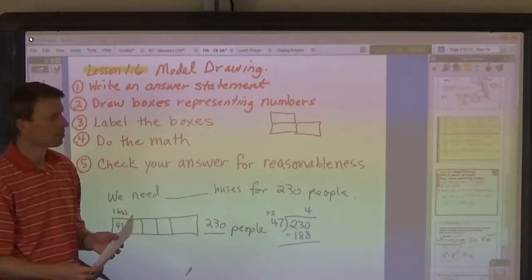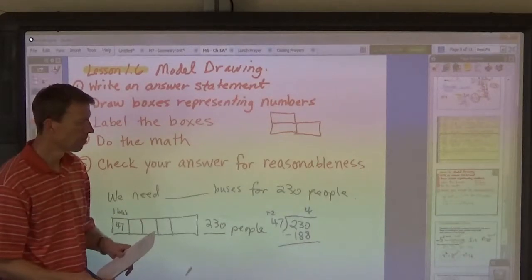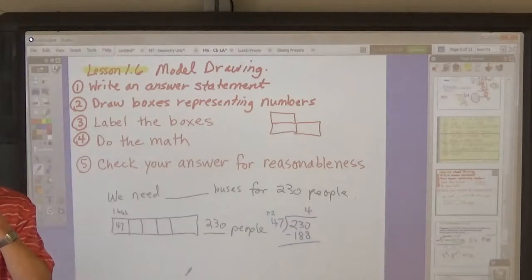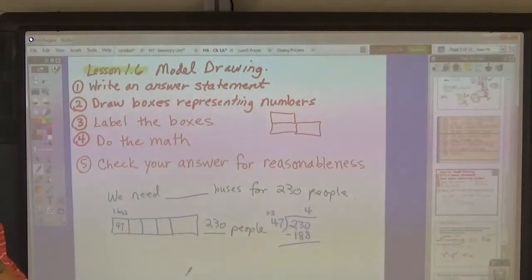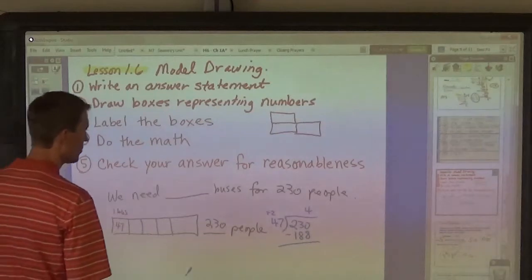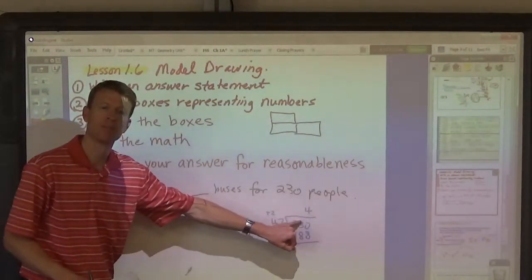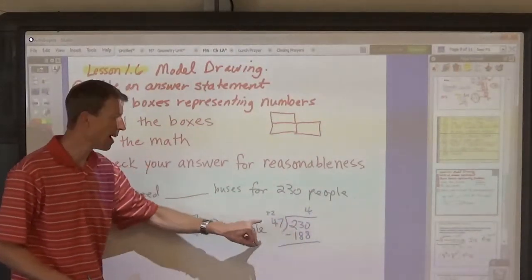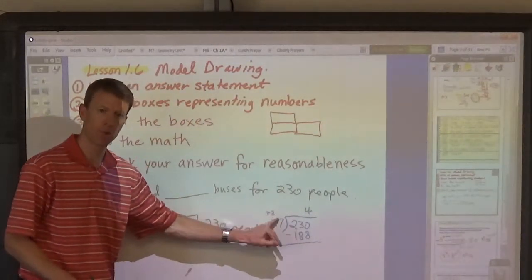I'm confused. Raise your hand and wait for permission to speak, Raiden. You have a question? Tyler? I got the answer. Oh, good. Raiden? I don't understand. Okay, do you have a question? Try to formulate a question. We're doing division, right? Right. We're dividing 230 people by 47.